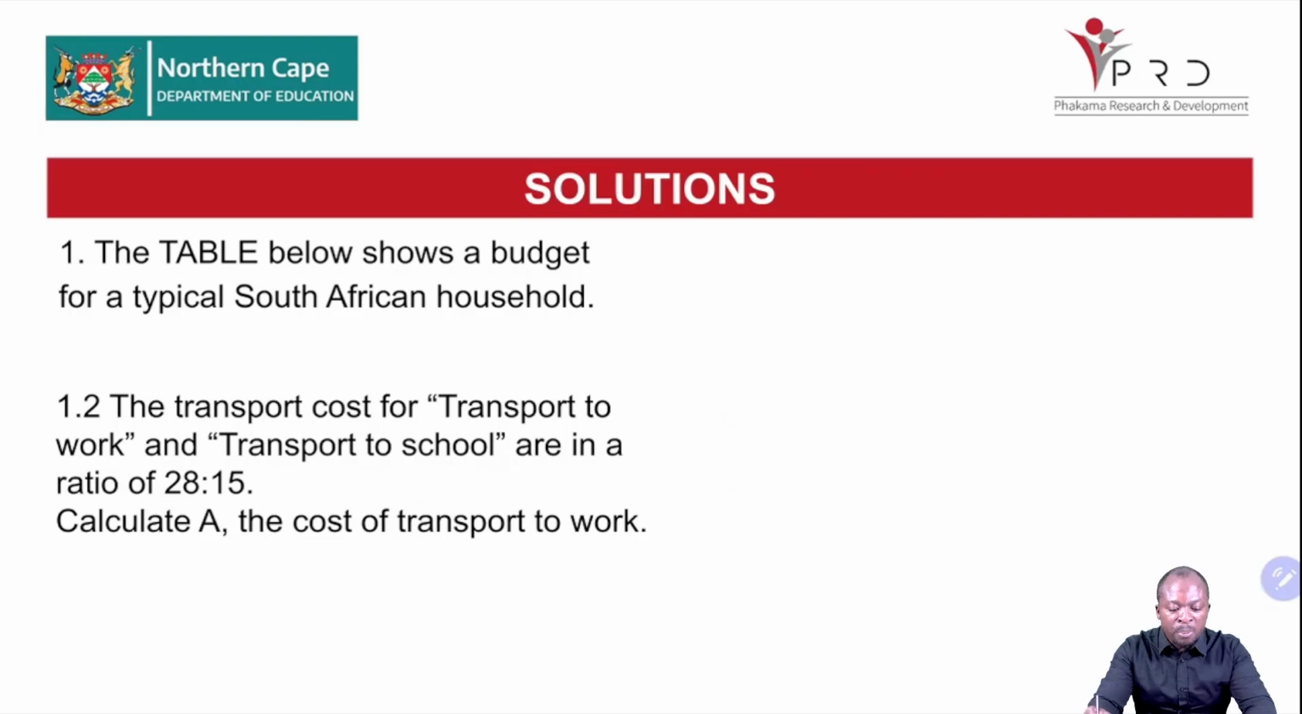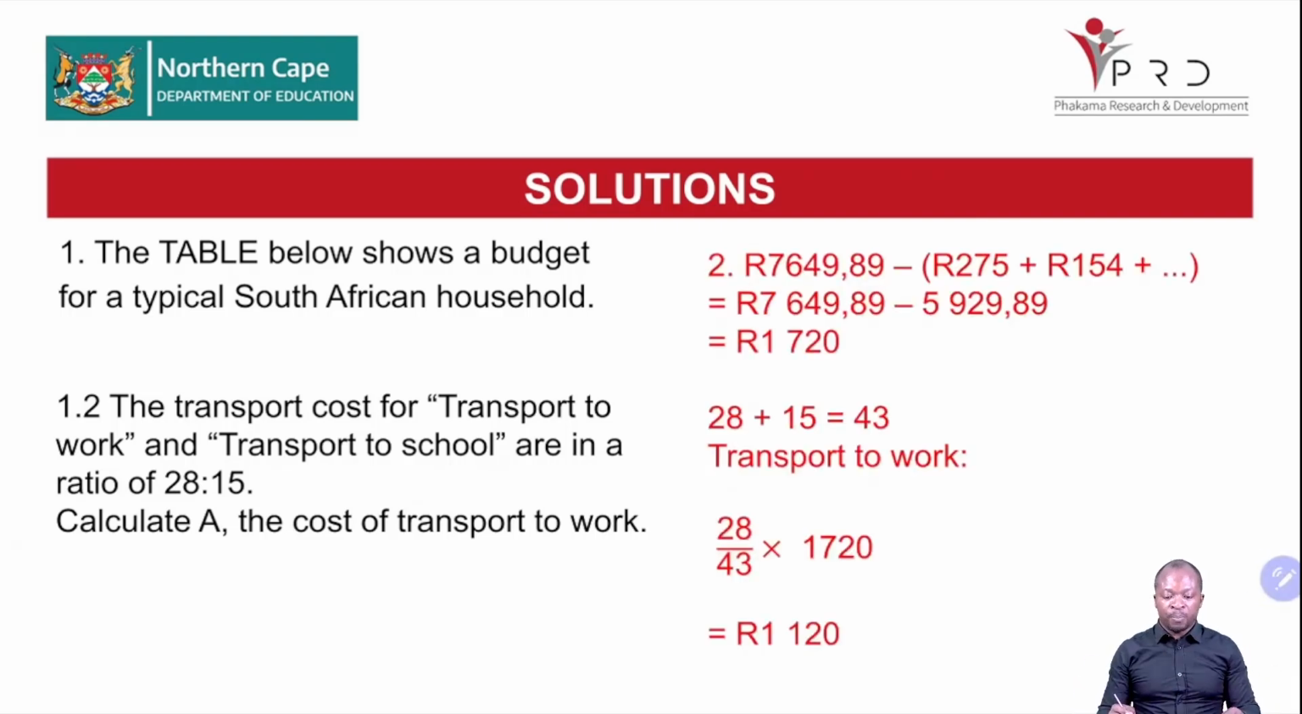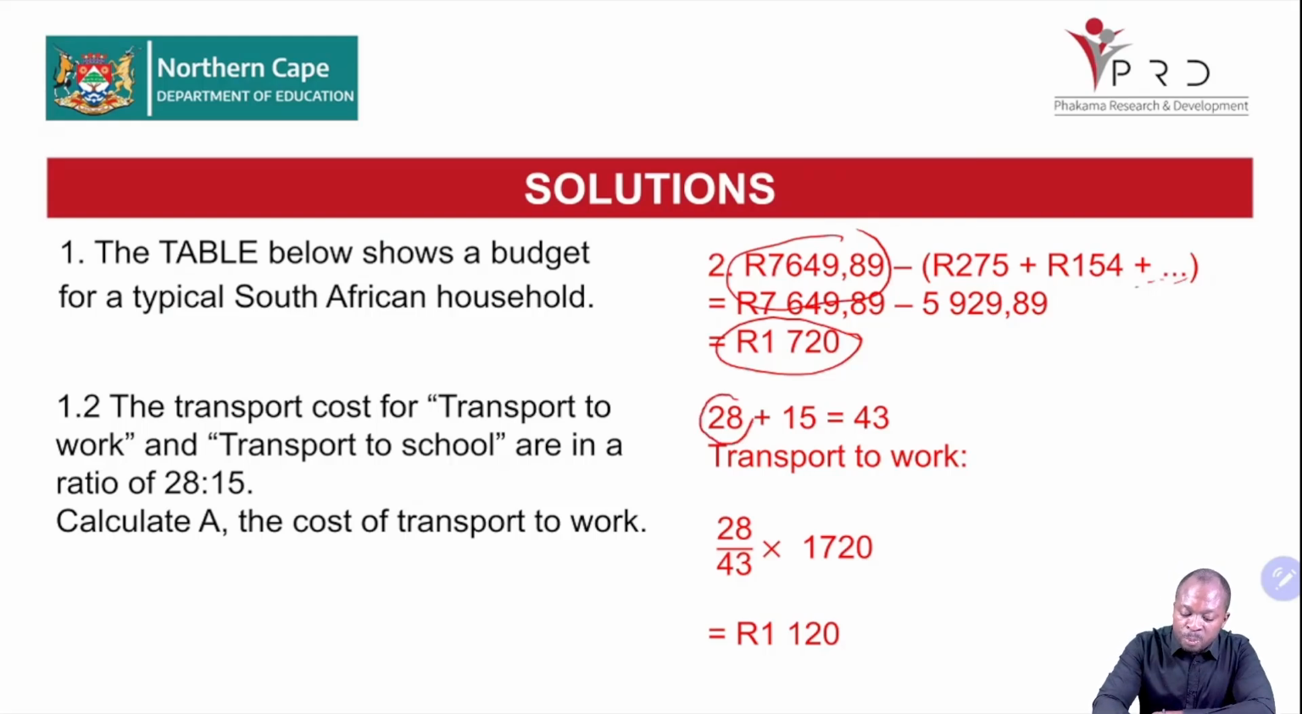So let's look at 1.2. It says we should write the value of A. So this is how we do it. Now, our total is 7,649,89. So what do we do? We subtract all the remaining values, meaning we are left with 1,720. For us to find the correct values, we know one of the values represents 28, the other represents 15.